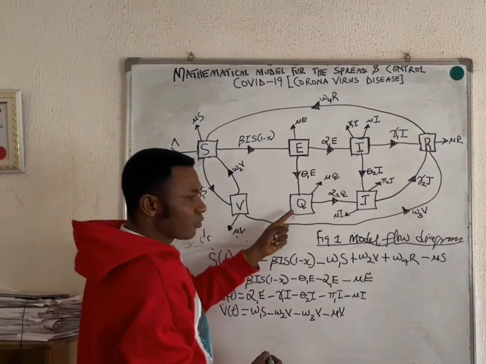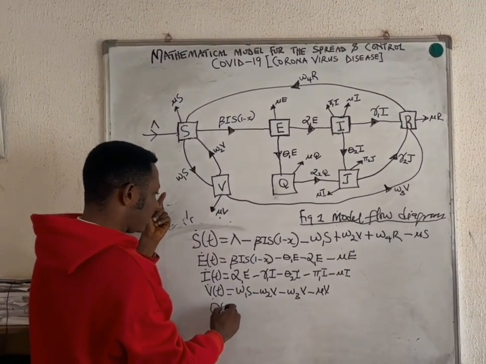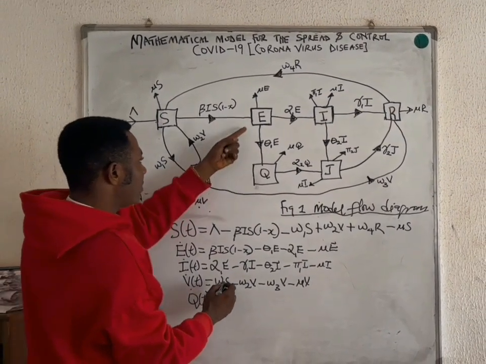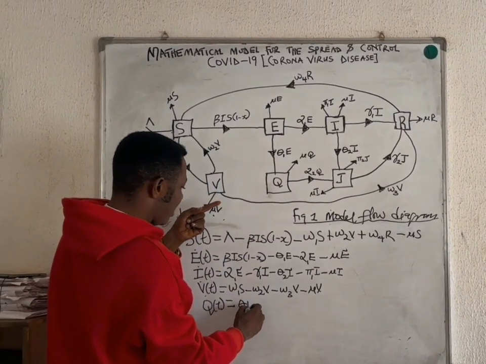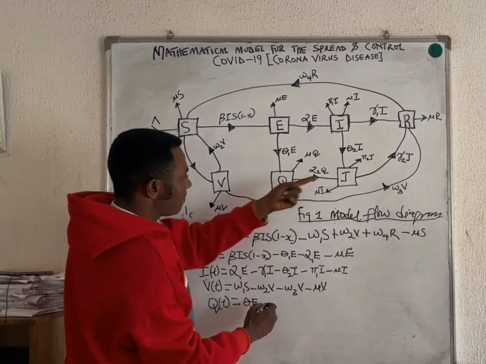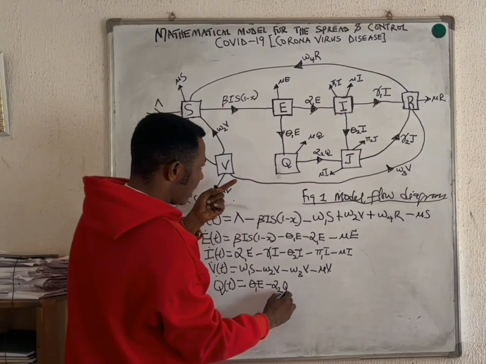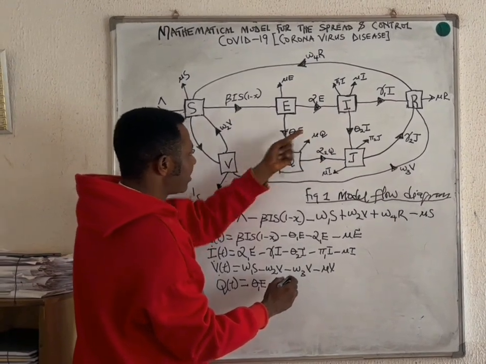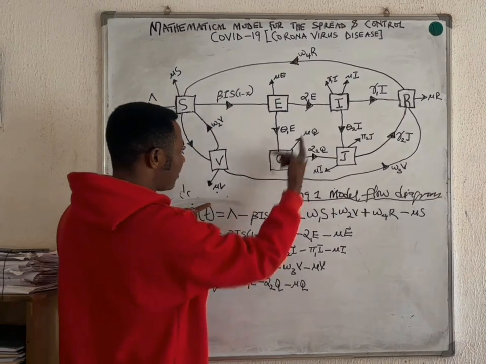Now, we move to the quarantine class, Q dot of T is equal to, look at this one, this is entering, theta sub 1 E, this is leaving, minus alpha 2 Q, all right? Then this is leaving, minus mu Q is leaving.